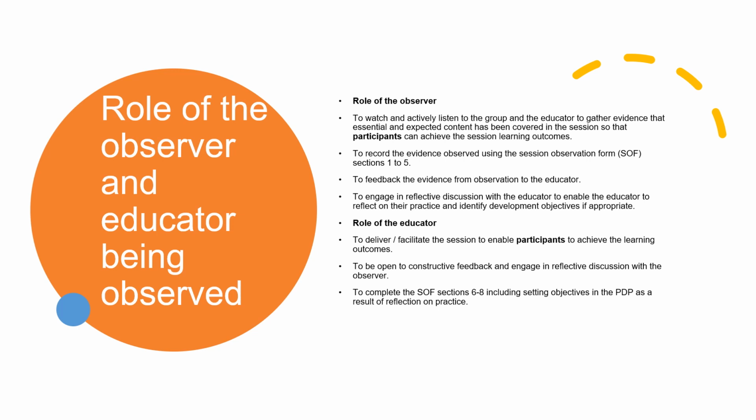Course observation is a collaborative process. The observer's role is to gather evidence through observation and active listening, and record the evidence in sections 1 to 5 of the session observation form, to feed back observed evidence in a constructive way and engage in reflective discussion to enable the educator to reflect on their practice and identify their own development objectives. The role is that of critical friend. The observer role is not to give an opinion on an educator's practice and identify development objectives for them.